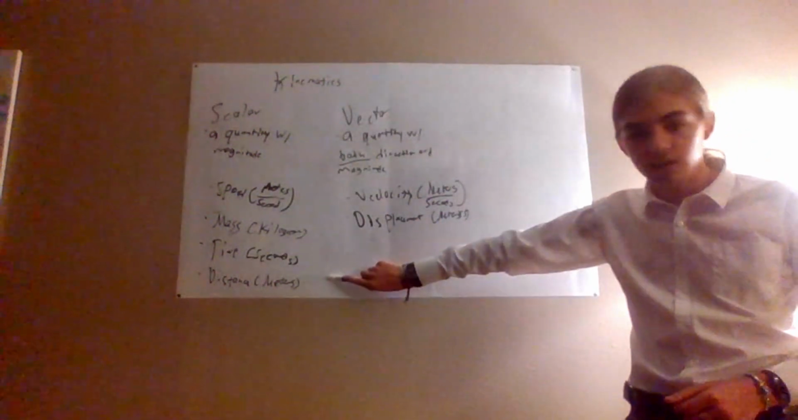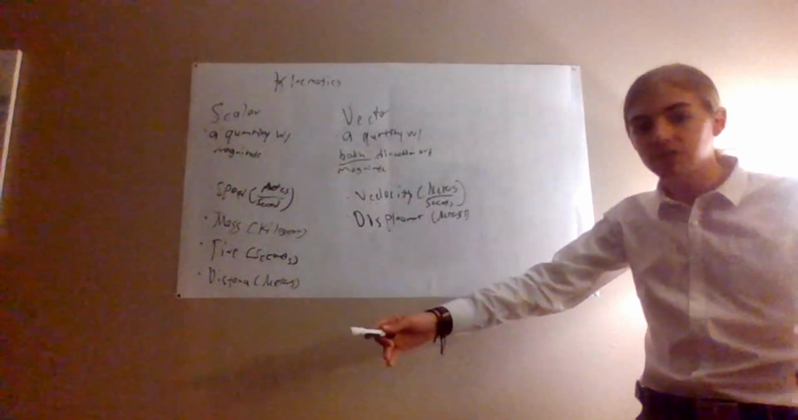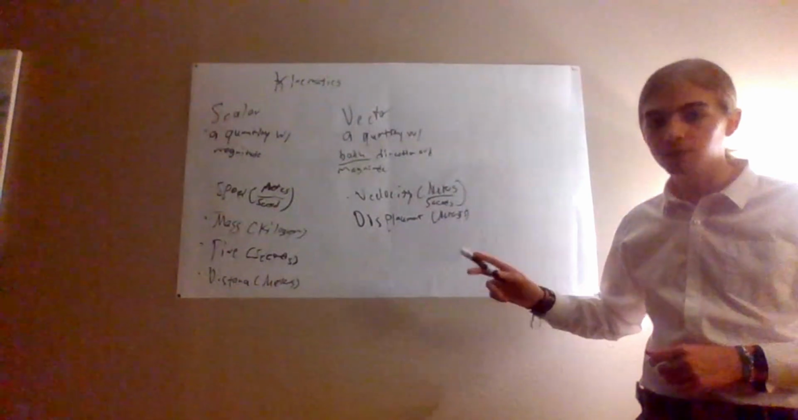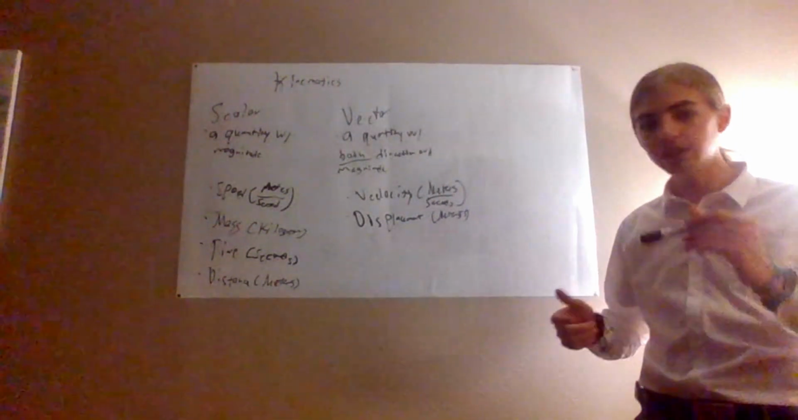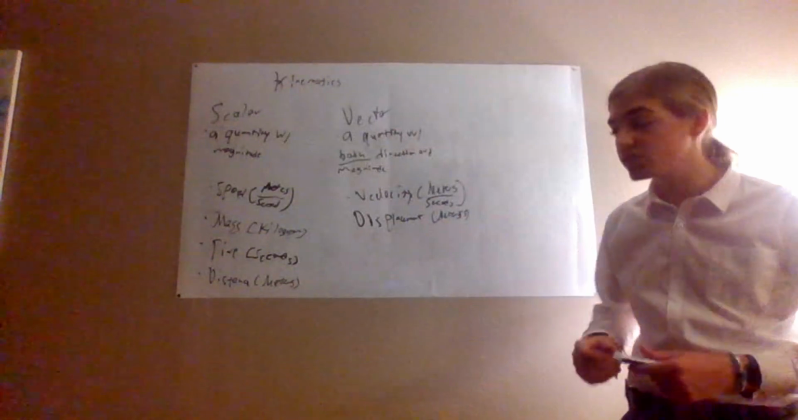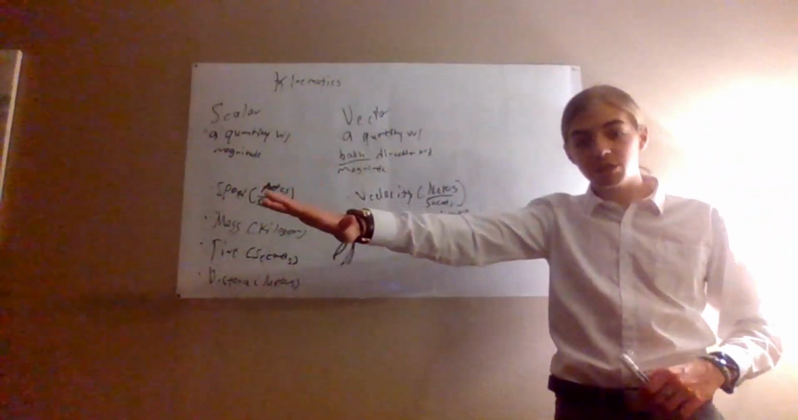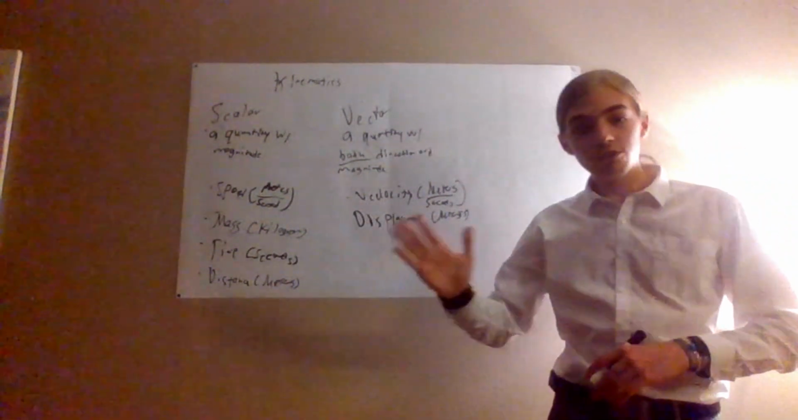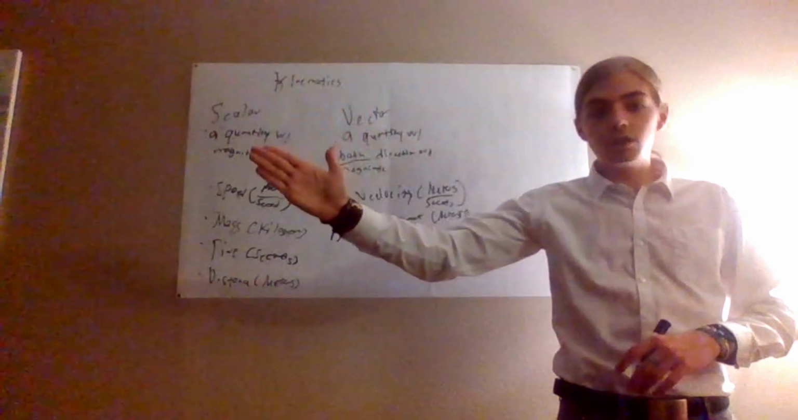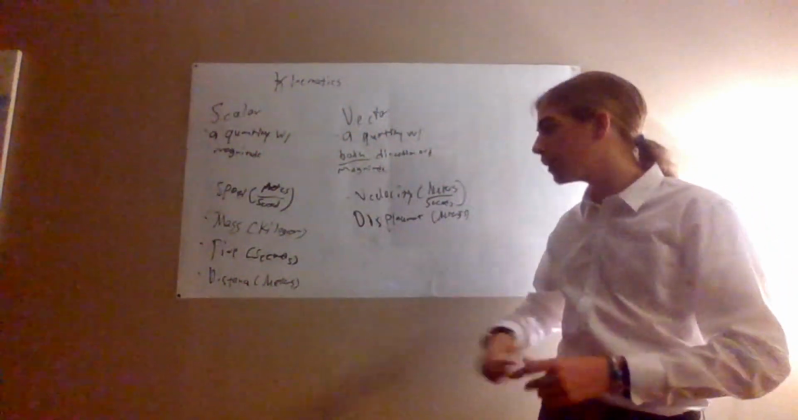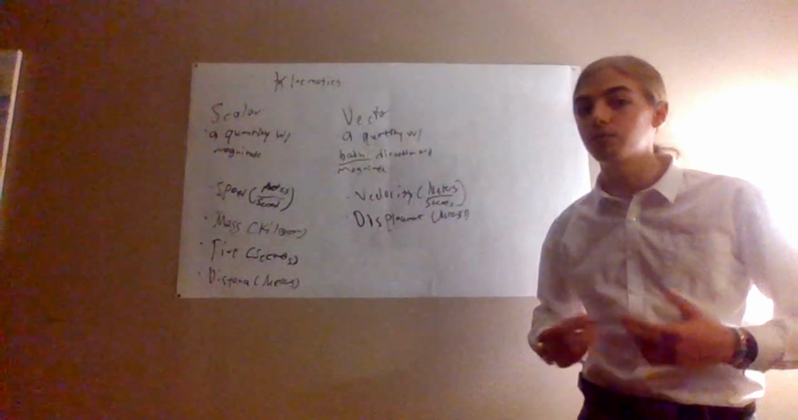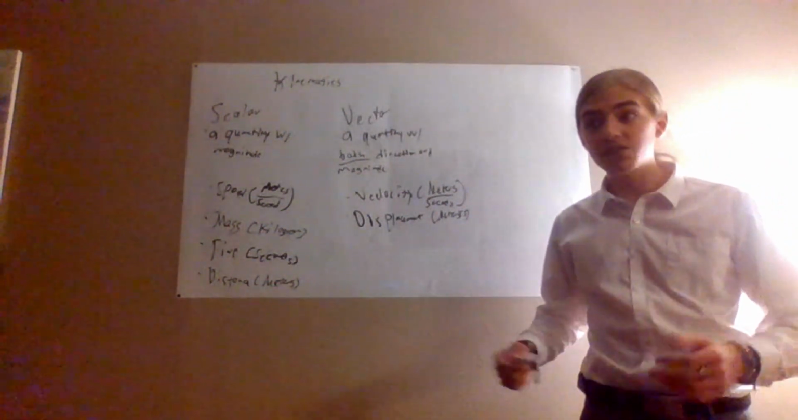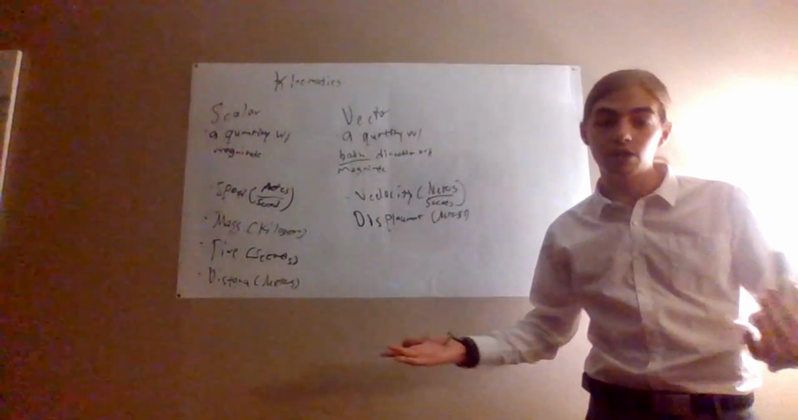So distance is how far something has gone in a scenario. And displacement is how far something has gone from its original position in a scenario. There's a very big difference. If I were to leave my house right now, which would be a very bad idea because it's almost 10 o'clock, and walk 5 kilometers away, my distance would be 5 kilometers because I have walked 5 kilometers. My displacement would also be 5 kilometers because I am 5 kilometers away from my house where I started.